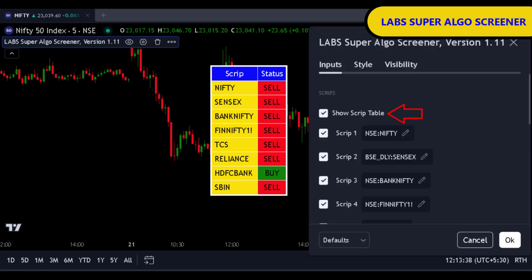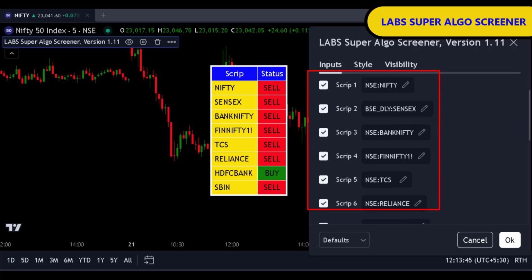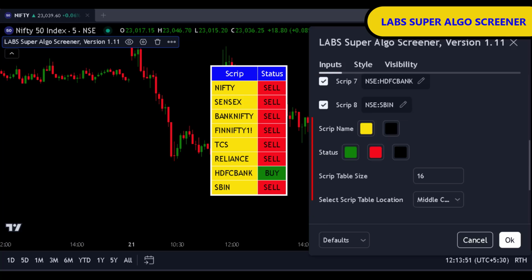You can turn on and off this table using this checkbox. From here, you can choose your favorite scripts that will be shown in the screener. A script could be a stock, an index, a forex, crypto, commodity, etc. There is a checkbox ahead of each script. You can turn off the scripts from the table using these checkboxes if you want. From here, you can adjust the background color, text color, table size, the position of the table on the chart, etc.